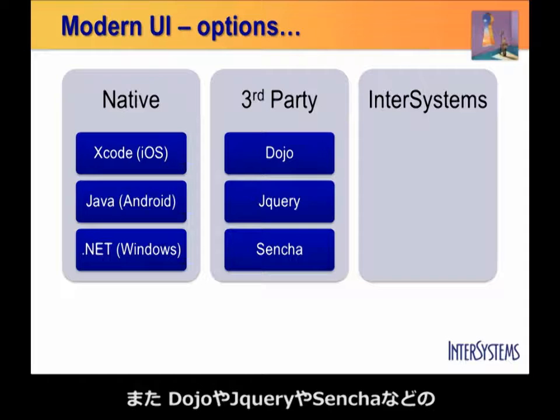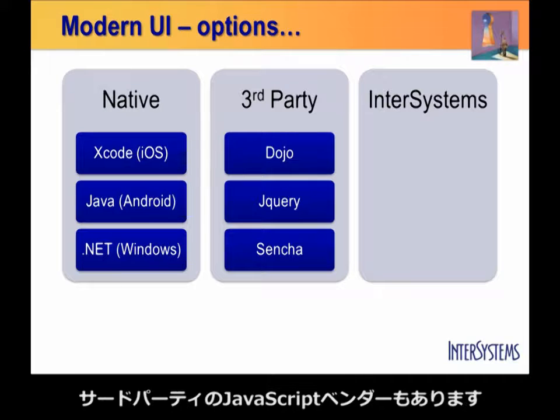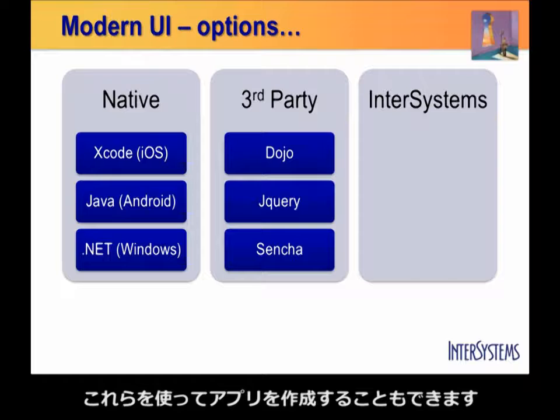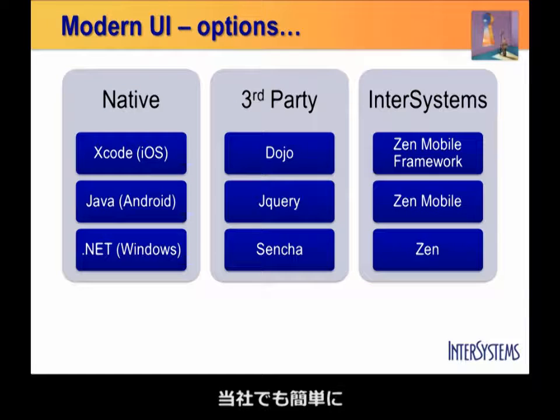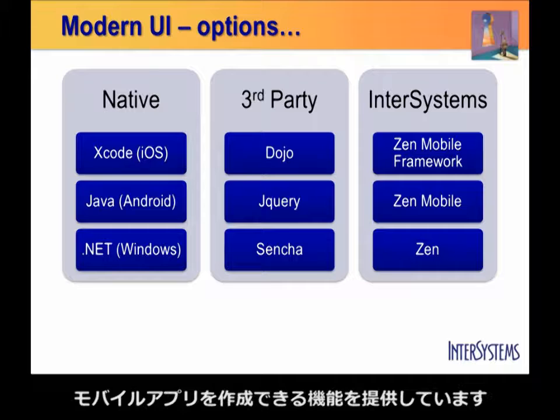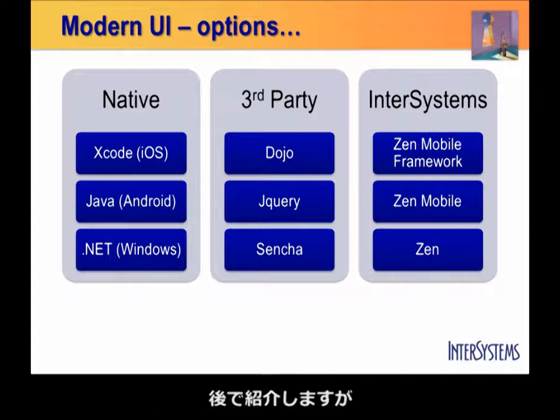There are third-party JavaScript libraries. There are third-party JavaScript vendors out there, Dojo, jQuery, Sencha, there's a whole bunch of others that you can use to create your application, okay? Or we provide some stuff that allows you to very quickly and easily create mobile applications, okay? And we'll touch on some of these towards the end of the slide.